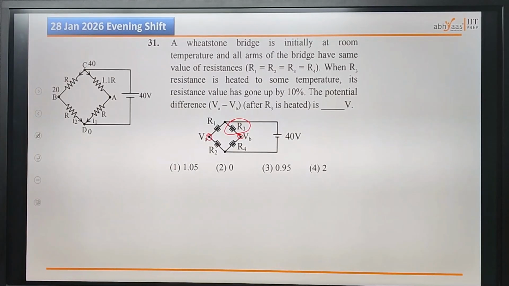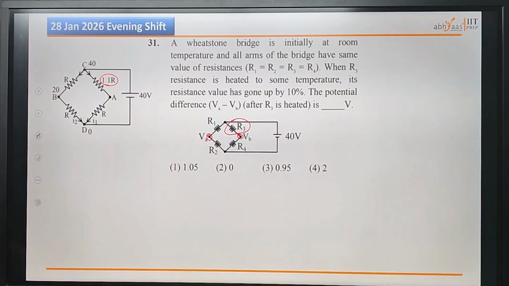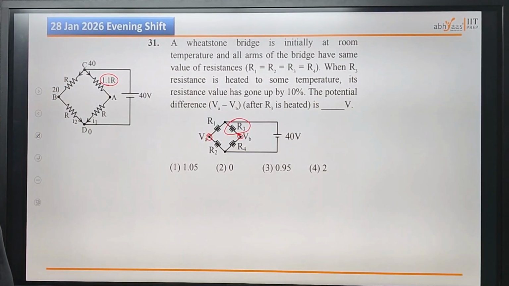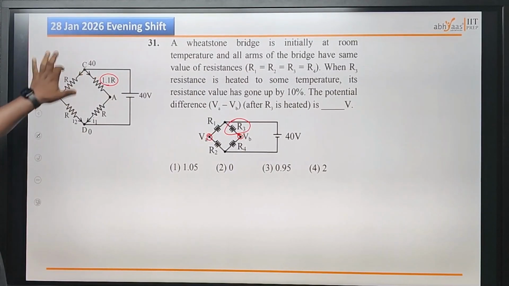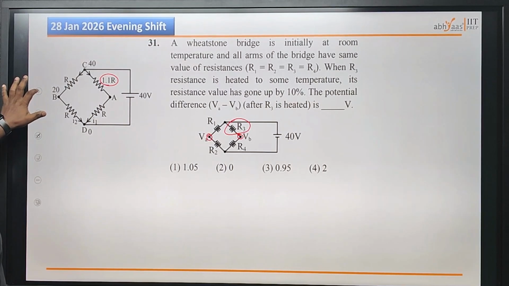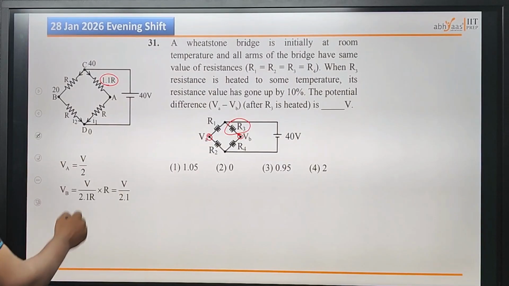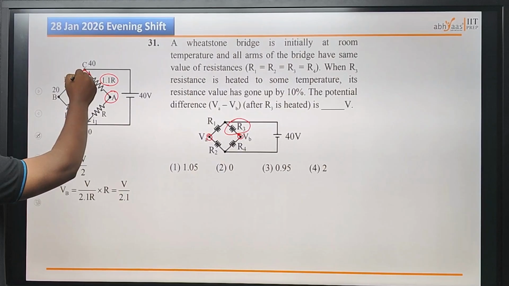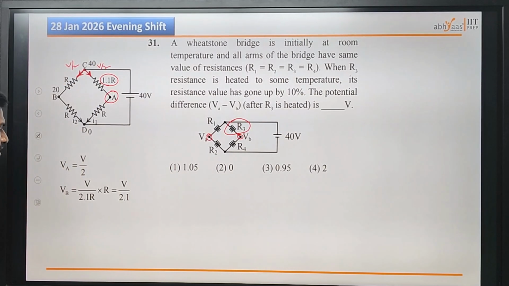So see here, if you redraw this diagram, R3 goes up by 10%, so 1.1 R. These two remaining resistors are the same. The potential is 40 here, take 0 here: high potential and low potential. At VA, the potential divides into two equal arms. This one is V by 2 and this one is also V by 2, that is nothing but 20.